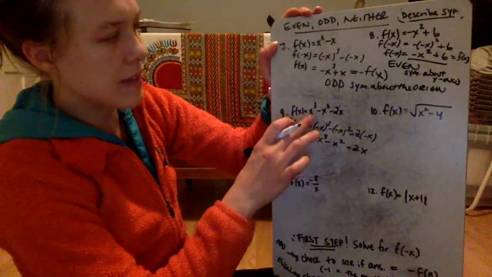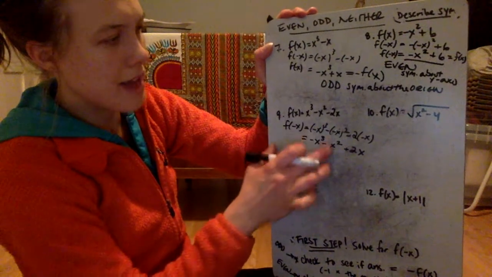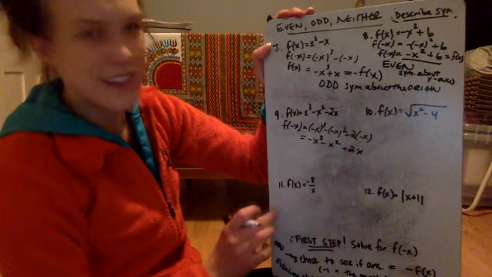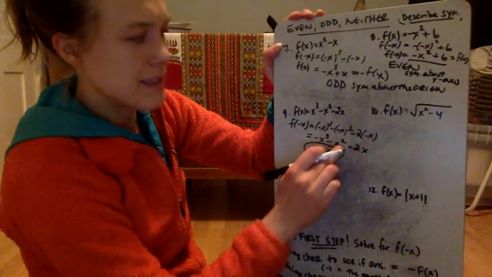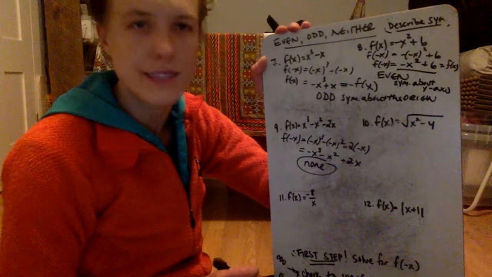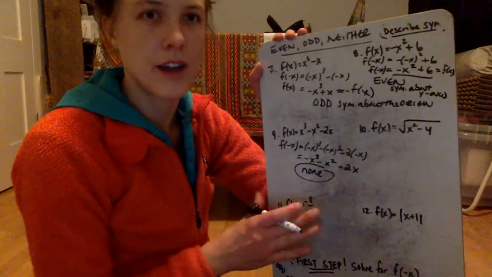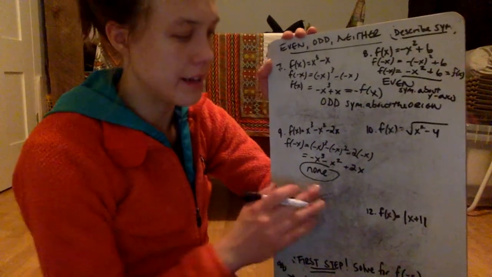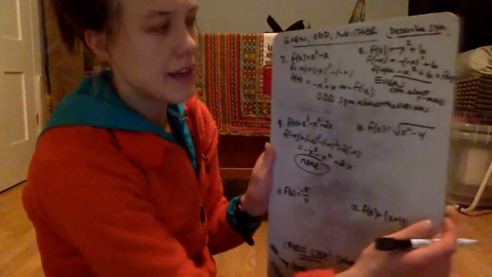So now I'm looking at this. This is times negative 1 gives me that. That's the same, and that's different. So this is going to be none, because this does not equal the original equation times negative 1, and it doesn't equal the original equation. So that's not even or odd. It's neither. All right, let's try number 10.